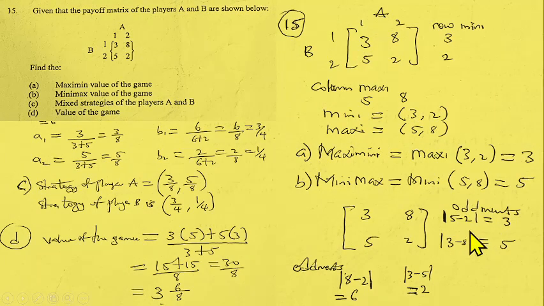Square and find the square root of that number. So that gives us 3. Then the oddment of this second row is this first row. That will be 3 minus 8. Then find the absolute value of it. That should be 5 as well.